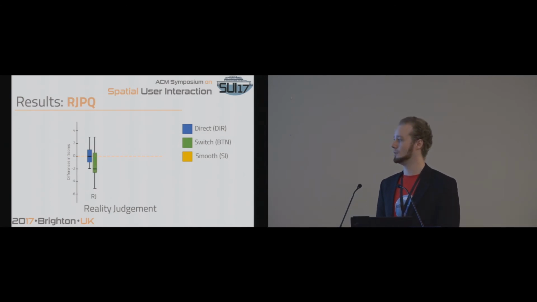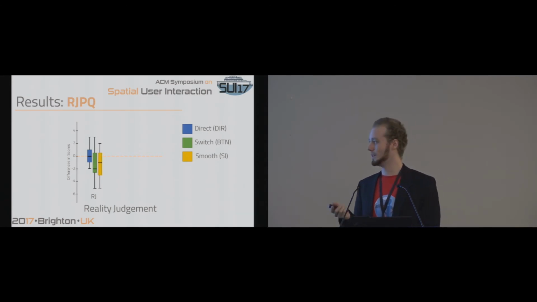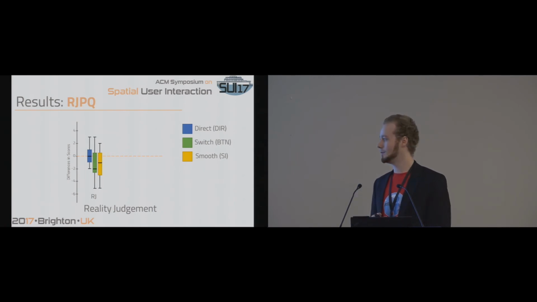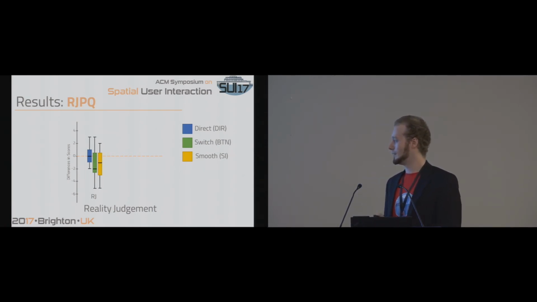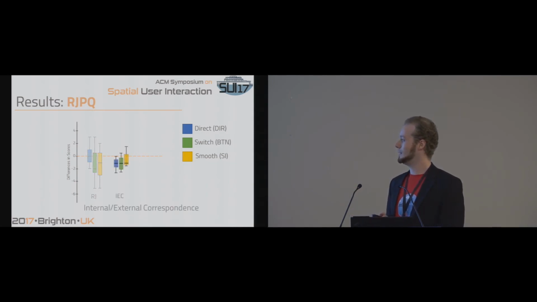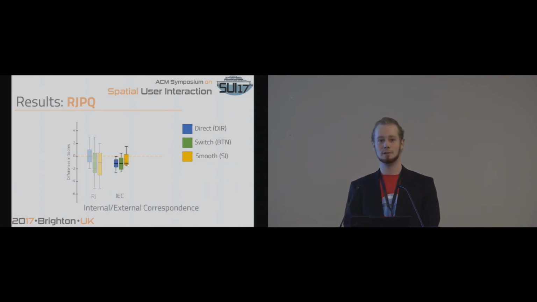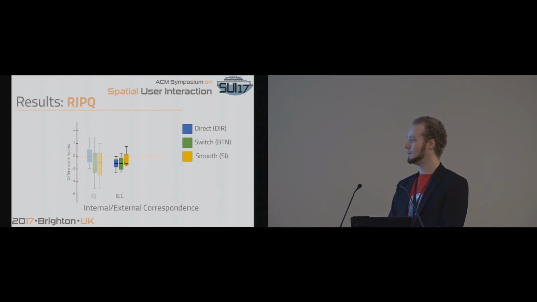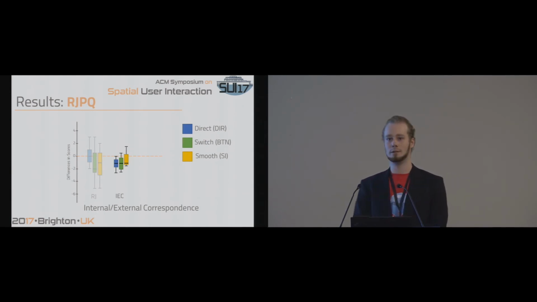For the switch immersion, we see that there was a negative value of the median and the scores decreased, as well as in the smooth immersion by 1 point, for example, in this. But in this score, we didn't find any statistically significant values. So we looked at the internal and external correspondence, and here we also got a negative value in all 3 groups, but there was no kind of significance.